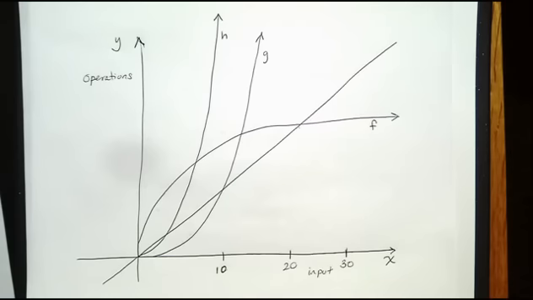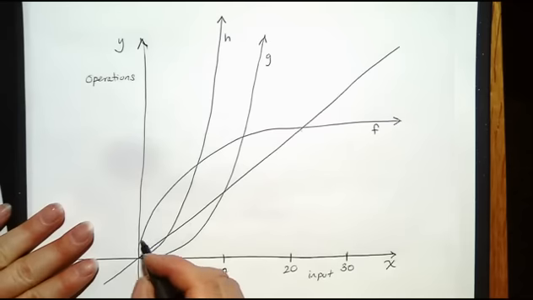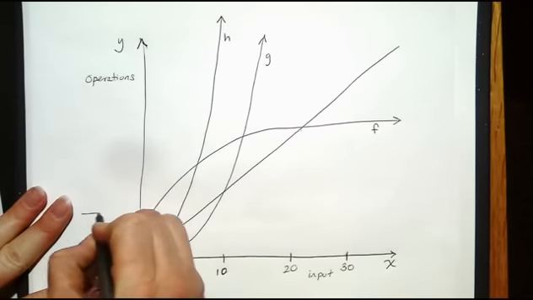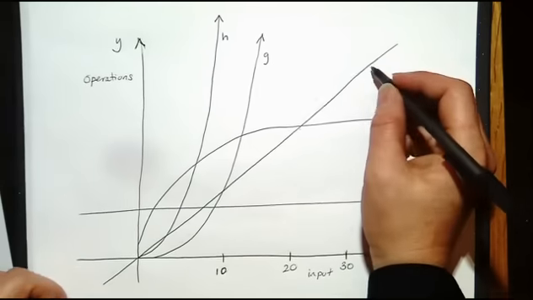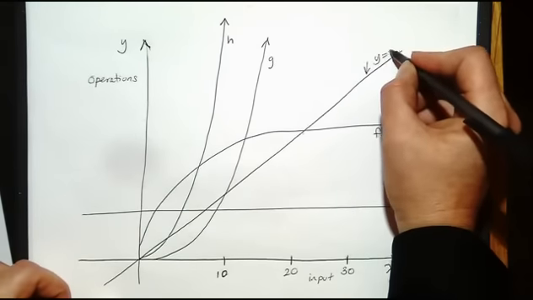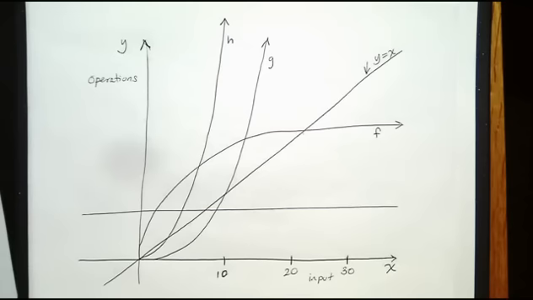If it was a constant, so no matter how many inputs there were, what kind of function would we have? It would be a flat line, right? Somewhere like that. And what is this line right here? That's the y equals x line. It's a line, so it is linear. Linear functions take about the same amount of time as how many inputs you have.